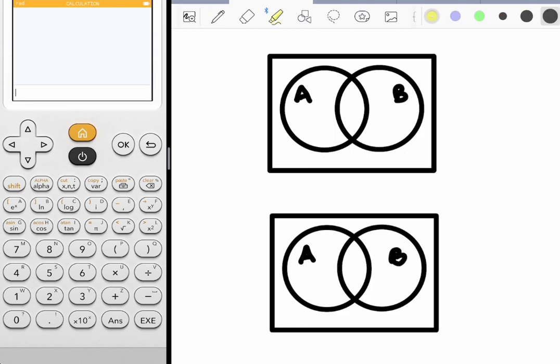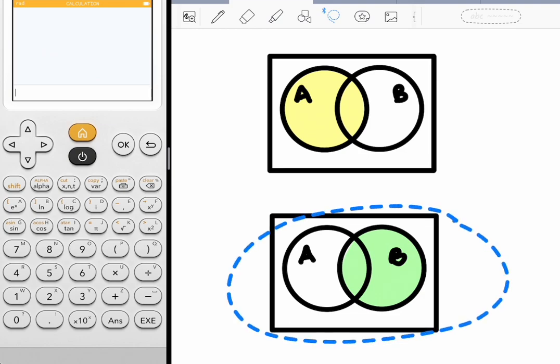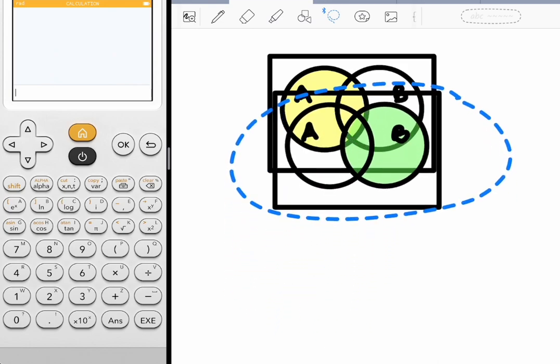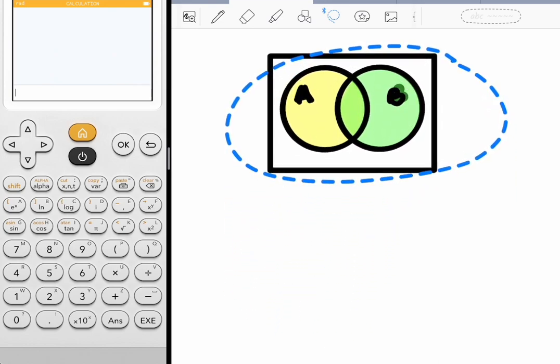If I shade in everything in A, that would give me all the outcomes associated with whatever the event of A is. Maybe, like I said, these are the people who love ice cream. And the other group, B, would be all the people who love hot chocolate. What I'm looking for is the convergence of these two sets. If I pick one up and drag it on top of the other, which part would be shaded using both colors?